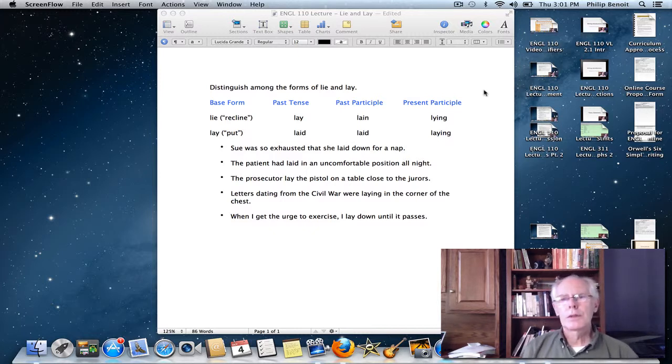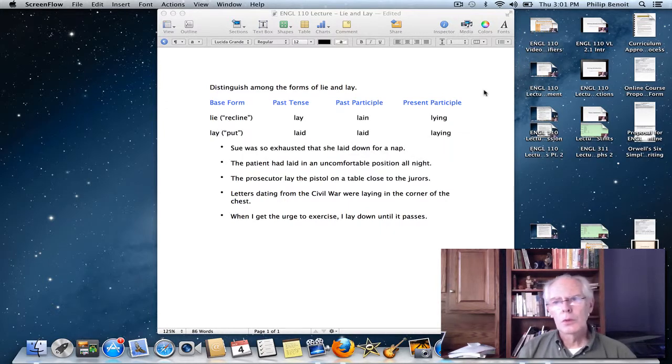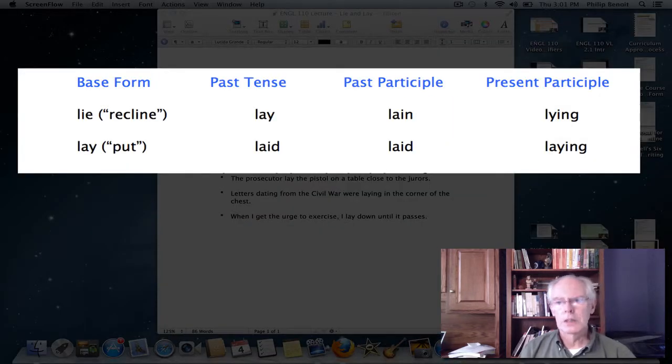So we're going to use this little page that I've adapted from the book called Rules for Writers by Nancy Sommers and Diane Hacker. It's a good way to work our way through some of the applications of these two words and straighten out the confusion that often exists when we try to use various forms of those words. So we have a little chart at the top of our page here to start us off and give us the correct forms of each of these verbs, the declension, if you will.